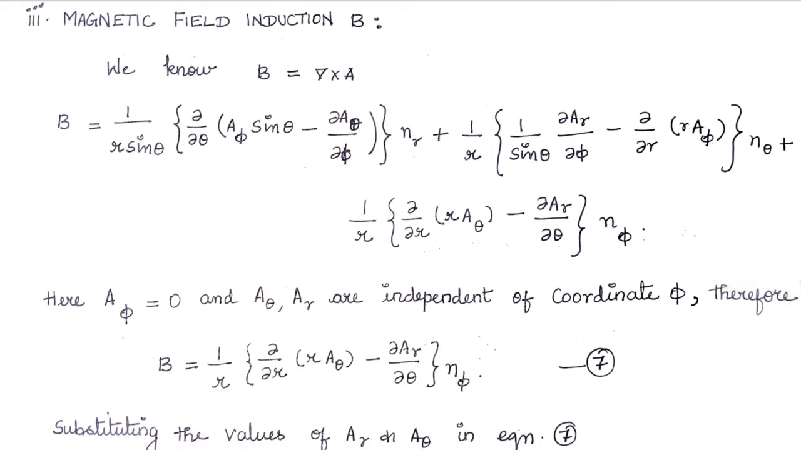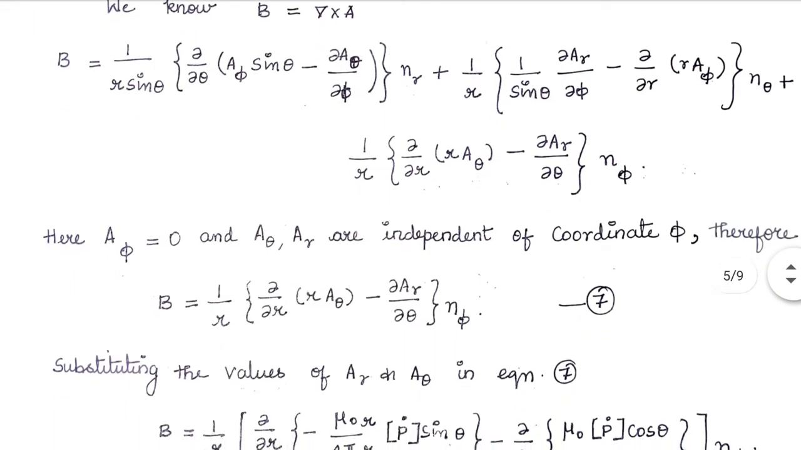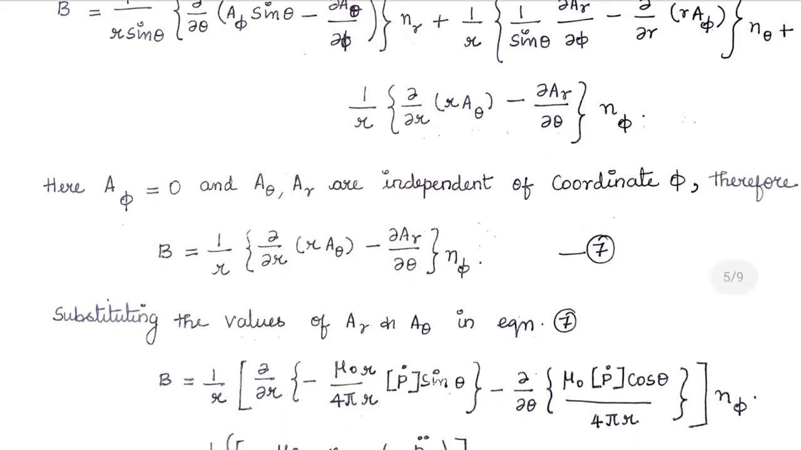So curl of A can be written in spherical coordinates as 1 by r sin theta into [dou by dou theta (A phi sin theta) minus dou A theta by dou phi] into n r plus 1 by r into [1 by sin theta dou A r by dou phi minus dou by dou r (r A phi)] into n theta plus 1 by r [dou by dou r (r A theta) minus dou A r by dou theta] into n phi.